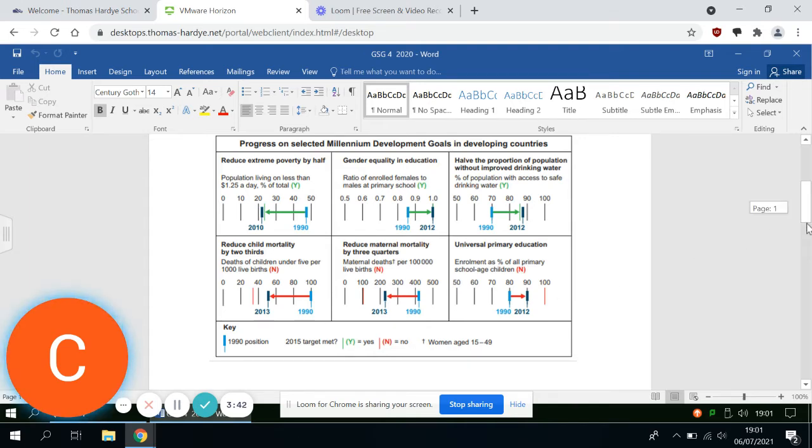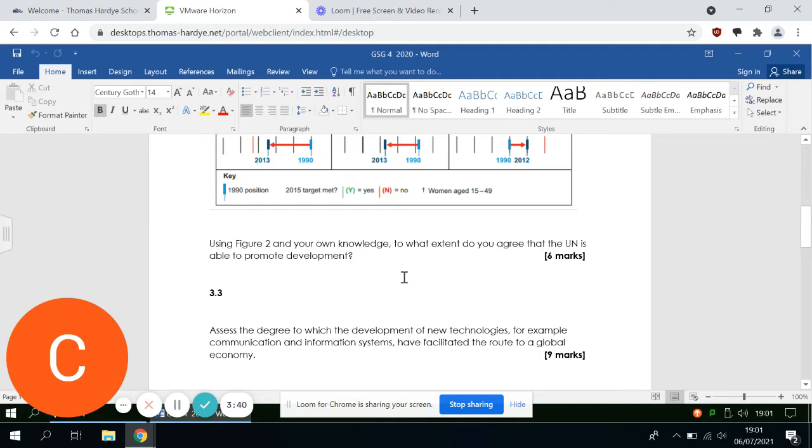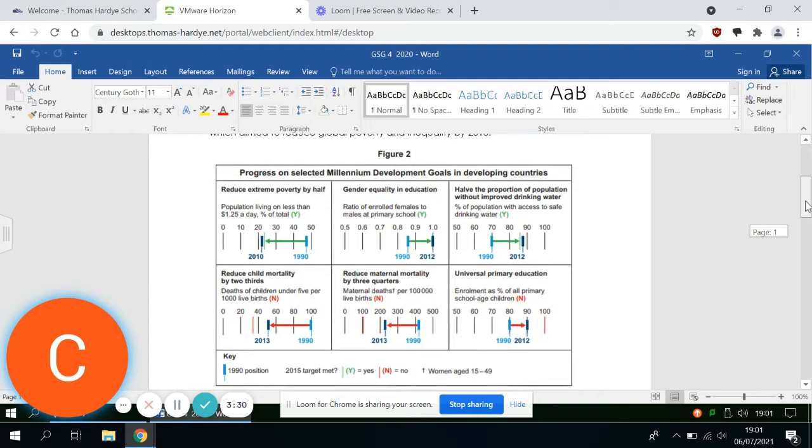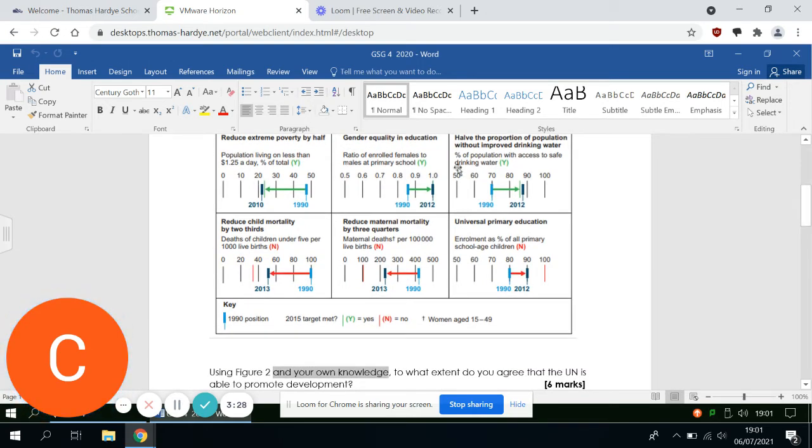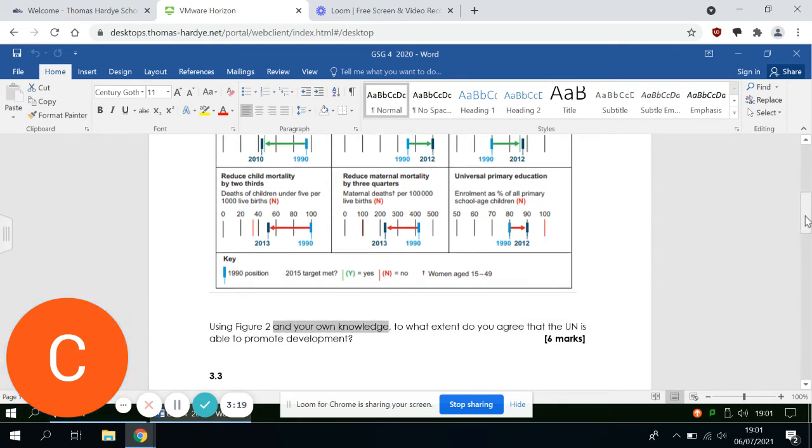And the question then asks you, using figure 2 and your own knowledge, crucially, to what extent do you agree that the UN is able to promote development? So it's important here that you weigh up the successes of the Millennium Development Goals and refer specifically to the figure. Within that, I would expect you to be referring to specific numbers. So make sure that when it says using figure 2, you are actually using it.